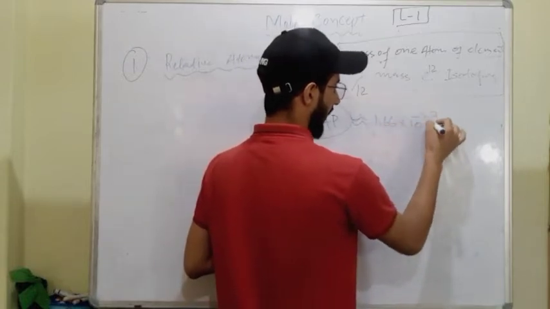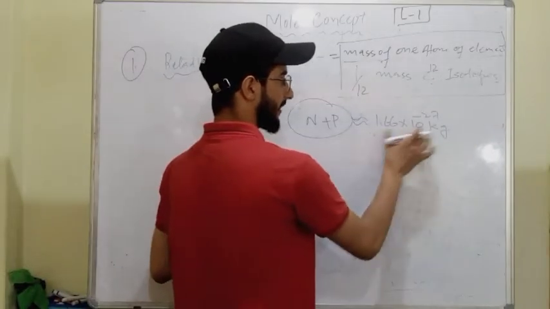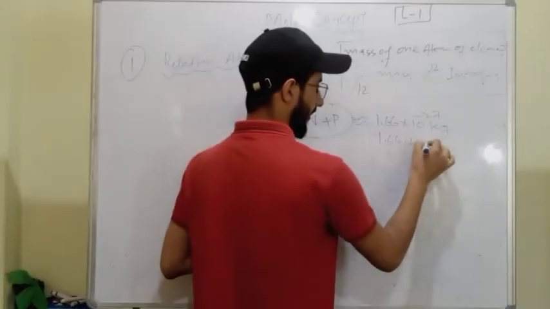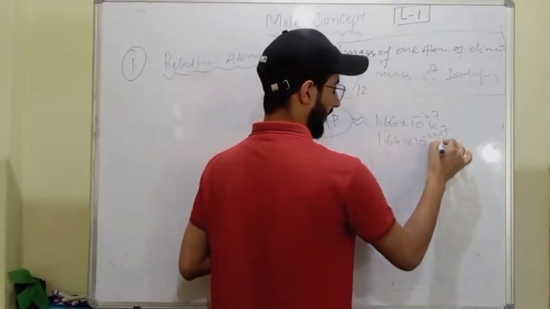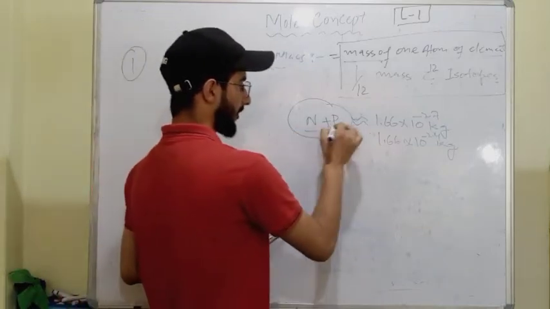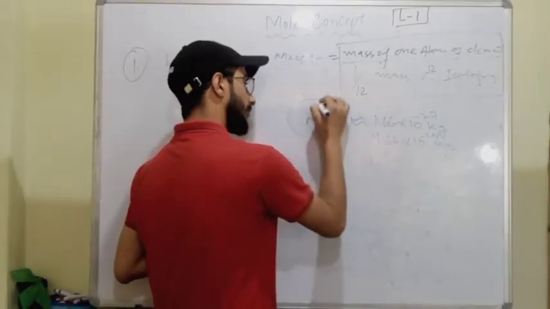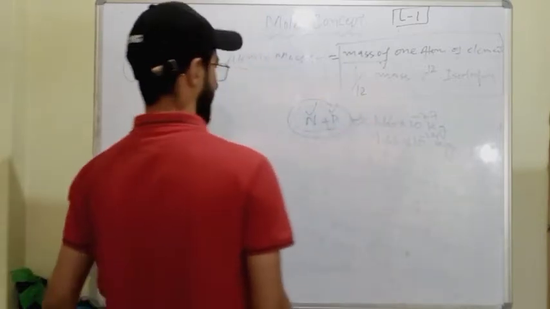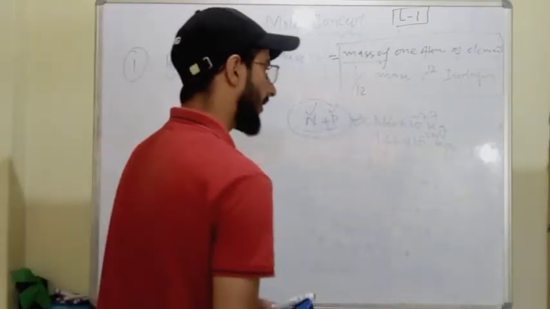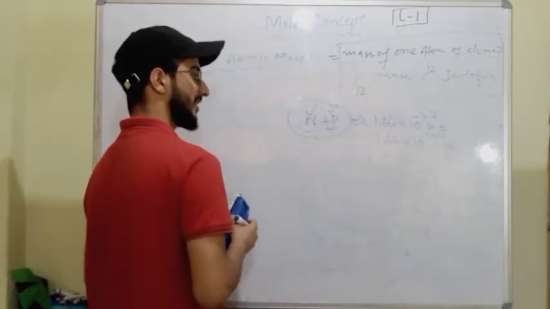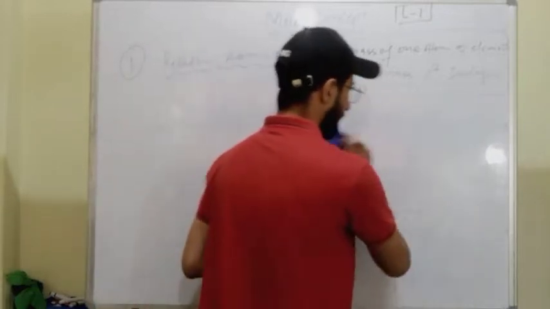And if I write this mass in terms of grams, it will be 1.66 into 10 raised to the power minus 24 g. So this is the mass of a single proton or a single neutron. It will be 1.66 into 10 raised to the power minus 27 kg, and in terms of grams, it is 1.66 into 10 raised to the power minus 24.